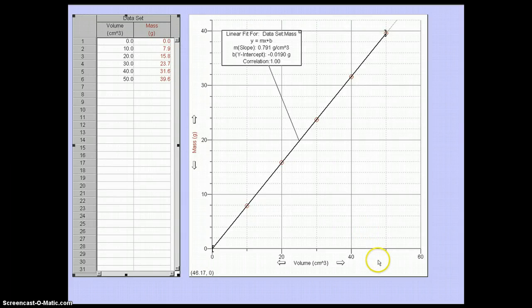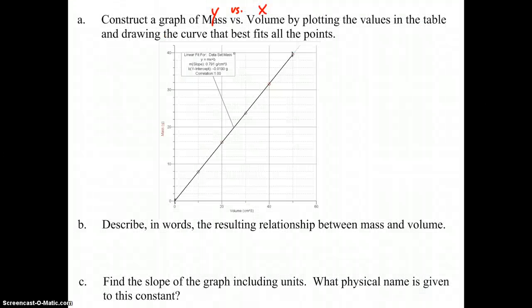Alrighty. So at this point, since our graph is done, and if you need to, pause and finish yours up as you need. We're going to go ahead and head back to the smartboard here to answer the rest of the questions. Okay, so here we are back ready to answer the questions based on the graph that we've constructed.